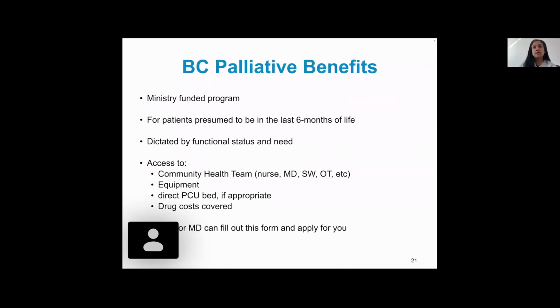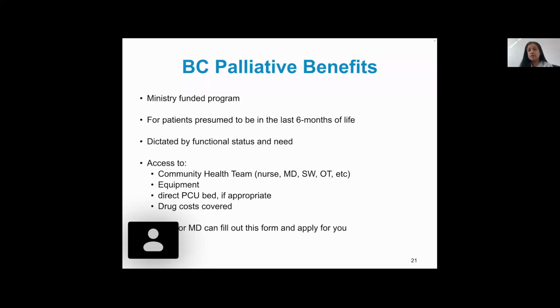The way to access that is twofold. So one is the BC Palliative Benefits Program, which in this province is excellent. It is ministry funded. It is presumed, I said the last 6 months of life, I think I kind of mean a year, up to a year for lung illness. And I use the would-you-be-surprised question, because we know it's hard to prognosticate. It's dictated by functional status and need.